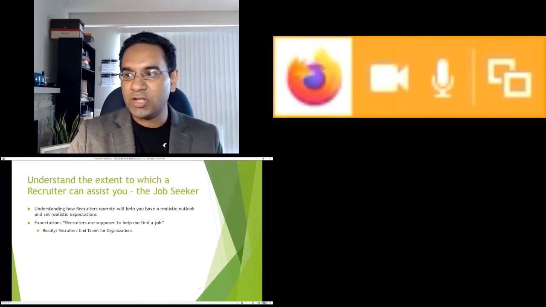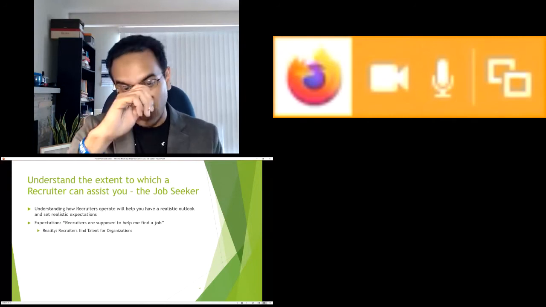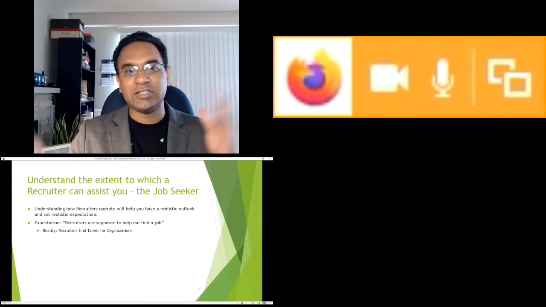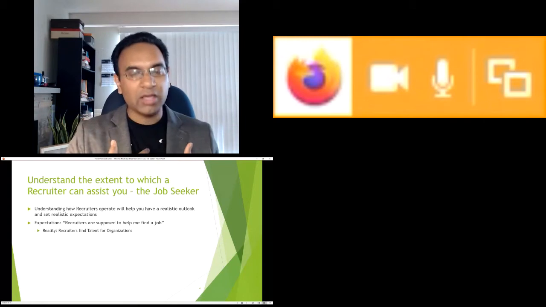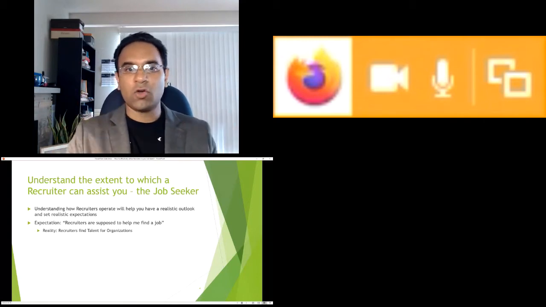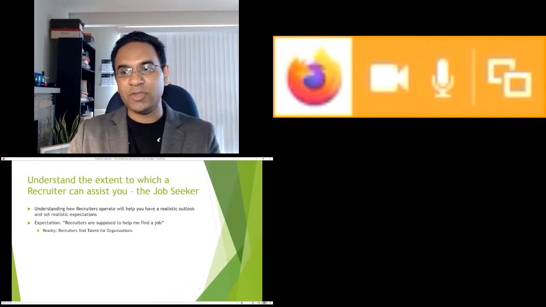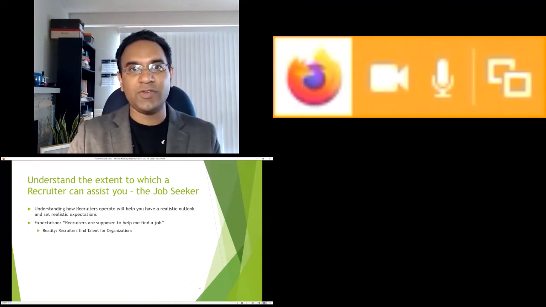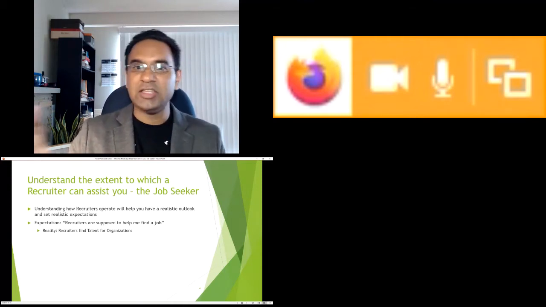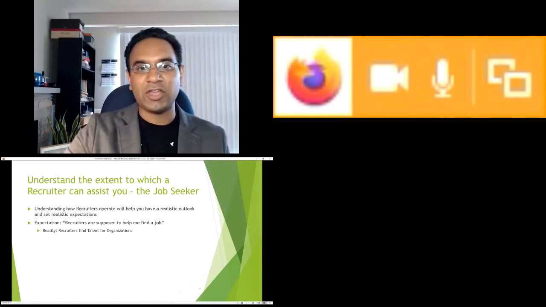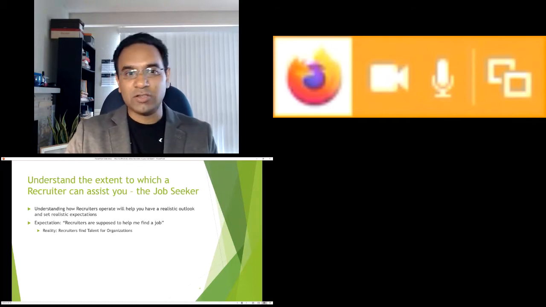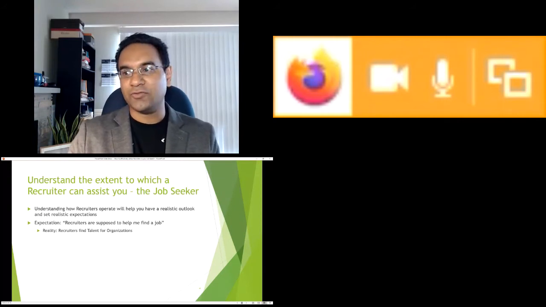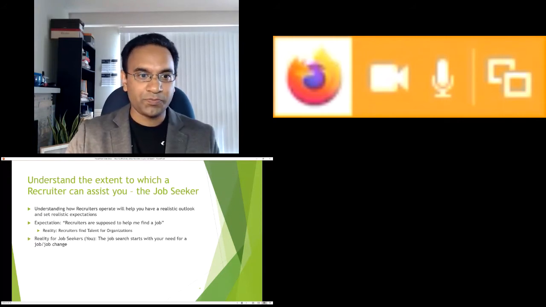This is the case whether it's a staffing agency recruiter or a corporate recruiter. There are obviously differences between them, but in essence it's the same. I come from a staffing agency background, but a corporate recruiter is looking for talent for their specific organization. A staffing agency might work with multiple organizations, because staffing agencies work with multiple clients. Even in that case, the whole point of the recruiter's job and their focus is finding talent for their clients, for those multiple organizations.